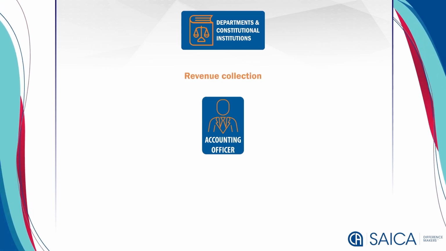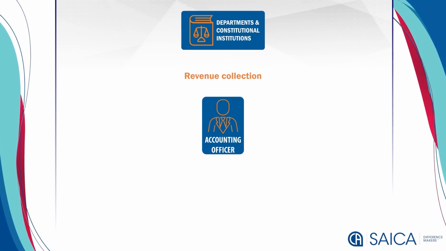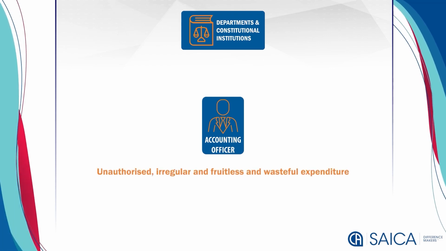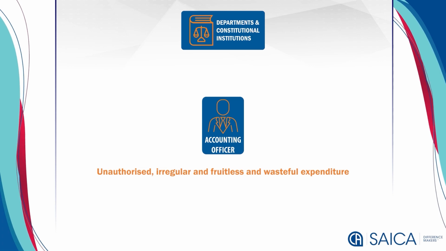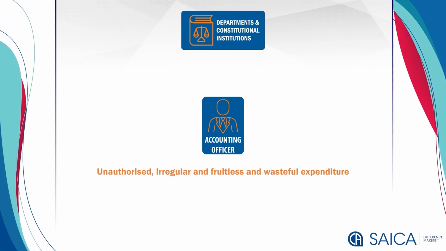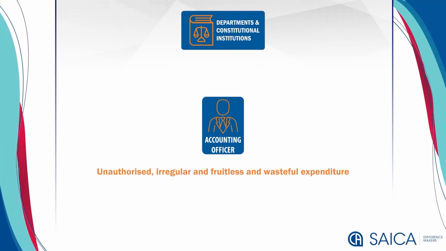The accounting officer must take effective and appropriate steps to collect all money due to the department, trading entity, or constitutional institution, prevent unauthorized, irregular, and fruitless and wasteful expenditure and losses resulting from criminal conduct. This places a responsibility to ensure that proper systems are in place to ensure that all monies due are recovered.